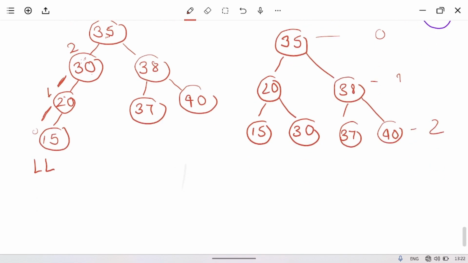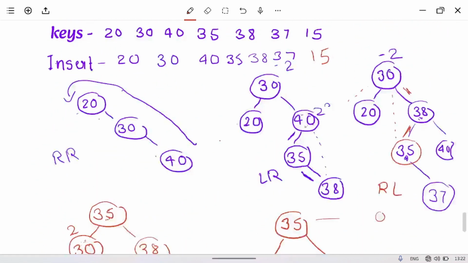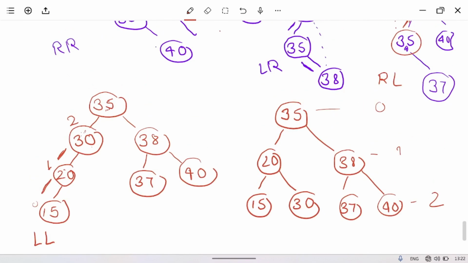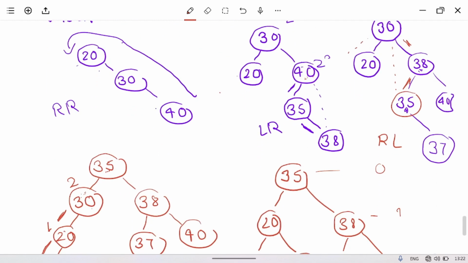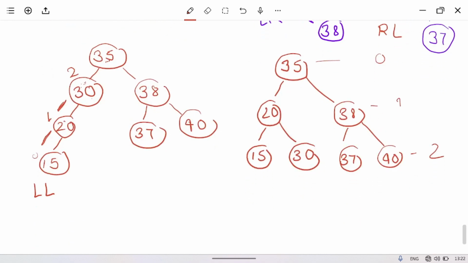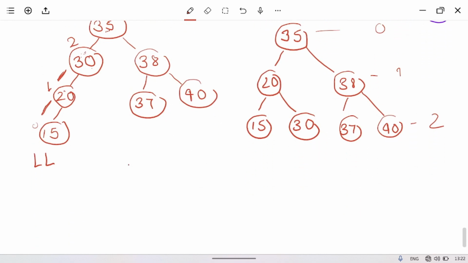So how many rotation we perform? Total rotation we perform 4 rotation, okay. Here RR rotation, here LR rotation, here RL rotation and here LL rotation. 4 rotation total we perform, 4.